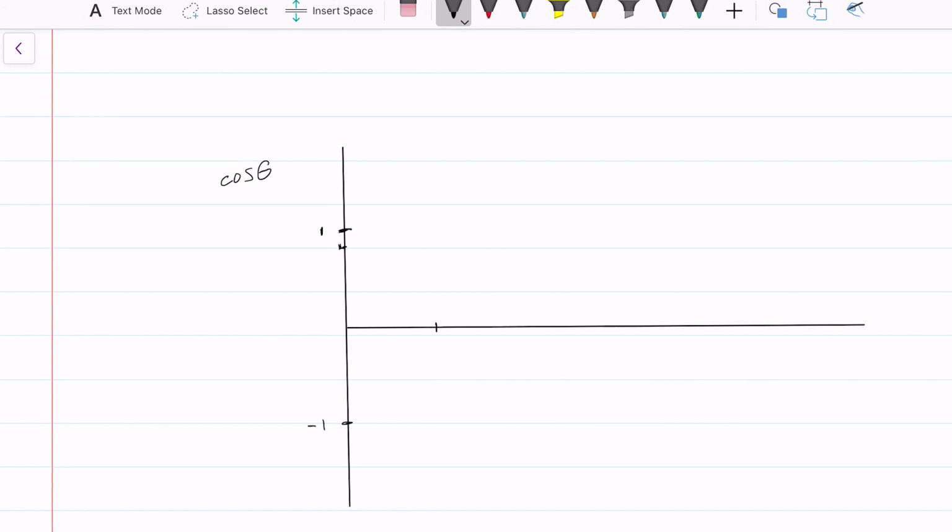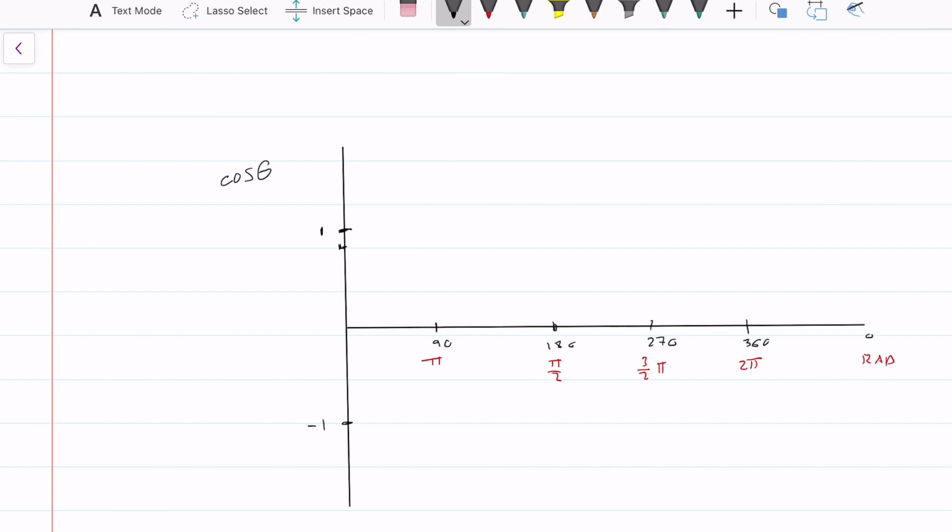Again, the points of interest are 90, 180, 270, and 360, and we're working in degrees. If we're working in radians, we have pi over 2, pi, 3 over 2 pi, and 2 pi. That is for radians.